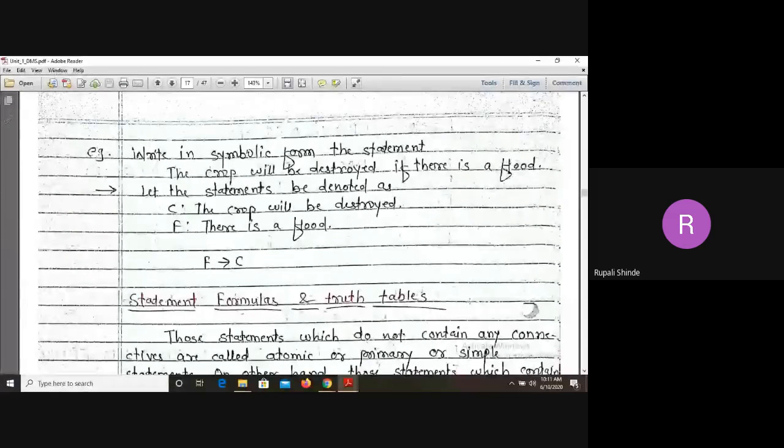Now, first we will solve some examples based on these connectives. Then we will see the next point.